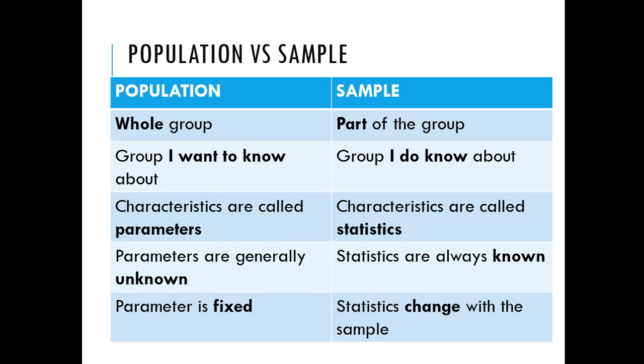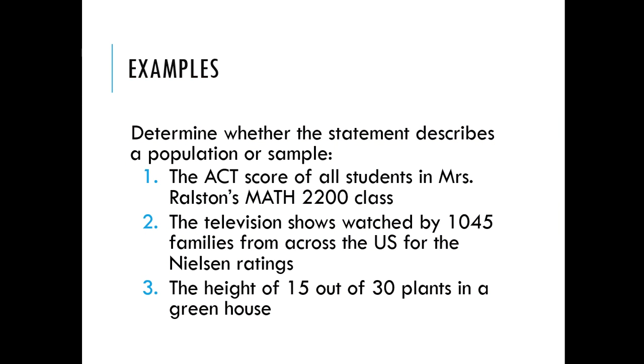The population is the whole group, and the sample is part of the group. The population is the group I want to know about. The sample is the group I do know about. Again, characteristics of a population are called parameters. Characteristics of the samples are called statistics. Parameters are generally unknown and they're fixed, where statistics are known and they can change based on the sample. So let's look at these.